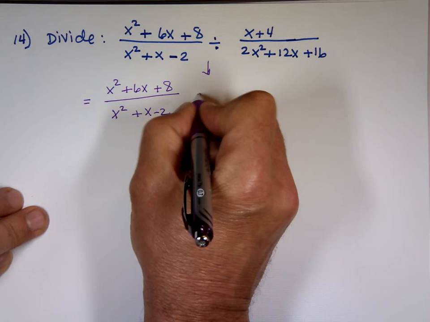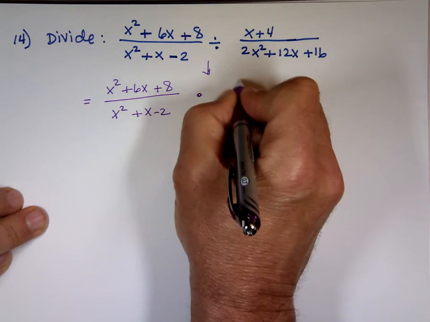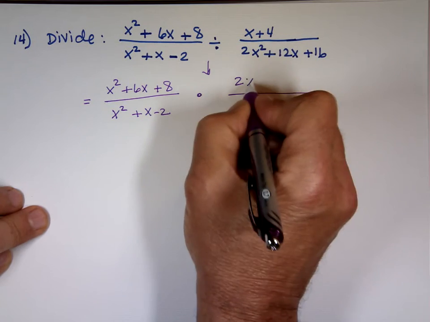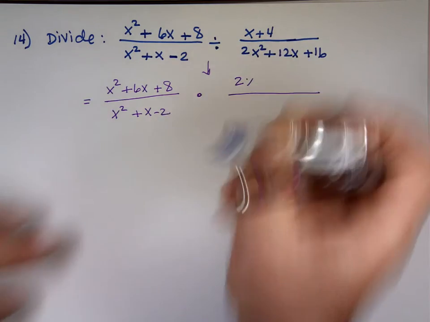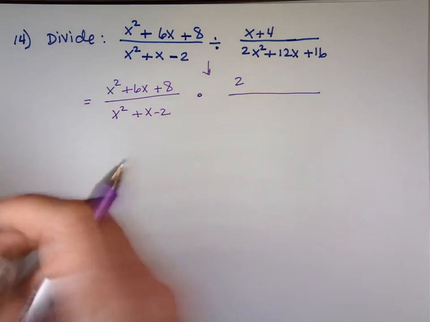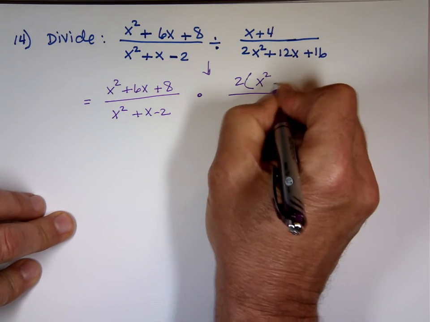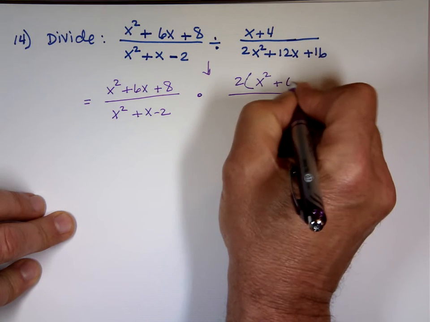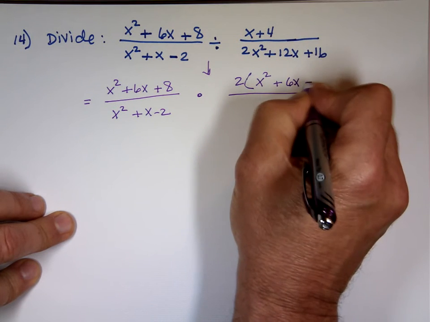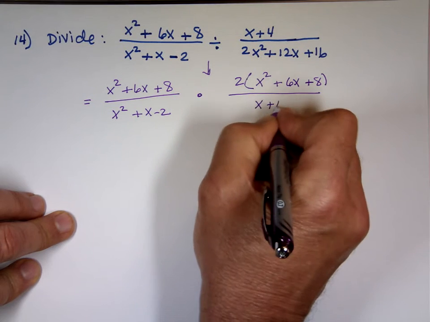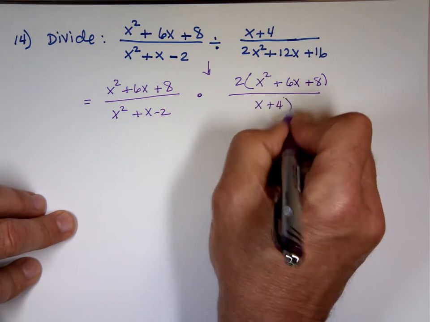Change the second fraction. And while I'm changing it, let me factor a 2 out so I don't have to waste another step. If I factor a 2 out of the top, what's left? x squared plus 6x plus 8. And the bottom x plus 4. So I did 2 steps in one. I flipped these, and at the same time I factored a 2 out of them.